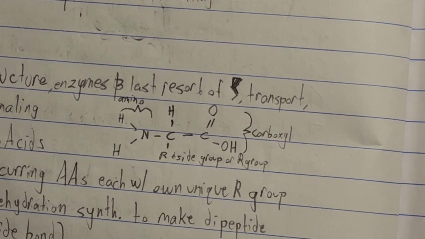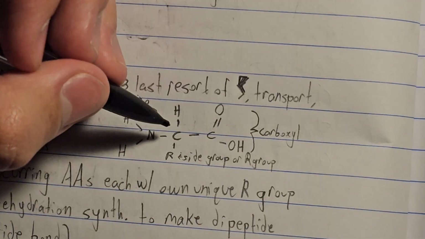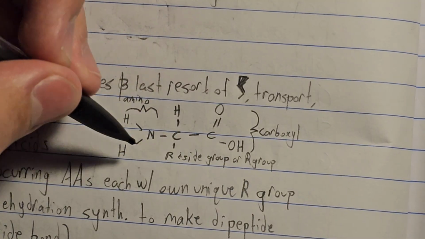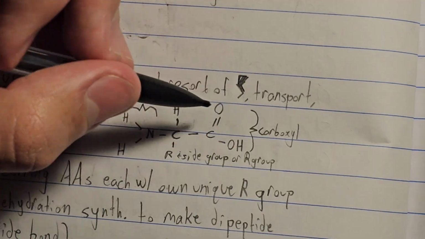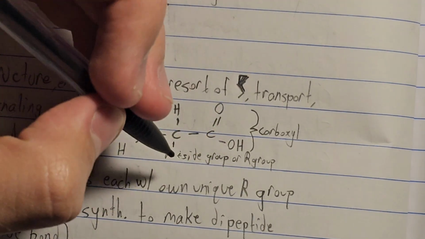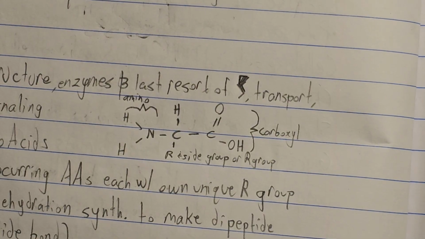So, an amino acid has a carbon right in the middle, a hydrogen right at the top, an amino group to the left, and a carboxyl group to the right. At the bottom, you will have an R side group or an R group. Now, there are 20 naturally occurring amino acids, each with their own unique R group.